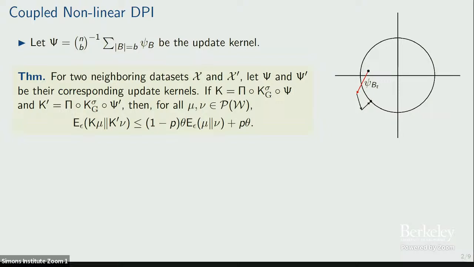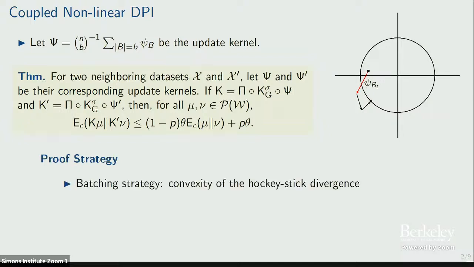So the way we're going to prove it is in three steps. I should have mentioned some of them a little. The first part is the batching strategy. It turns out that the batching strategy is not very important because you can use what we call the joint convexity of the F divergence. In this case, it's the hockey-stick divergence, but it holds for any divergence.